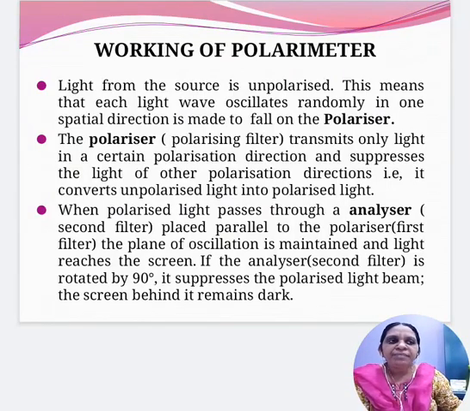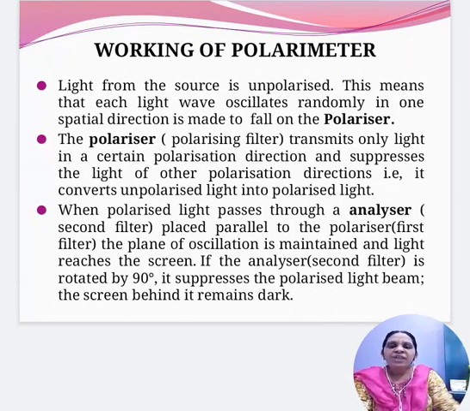Working of the polarimeter. Light from the source is unpolarized. This means that each light wave oscillates randomly in spatial direction. It is made to fall on the polarizer.